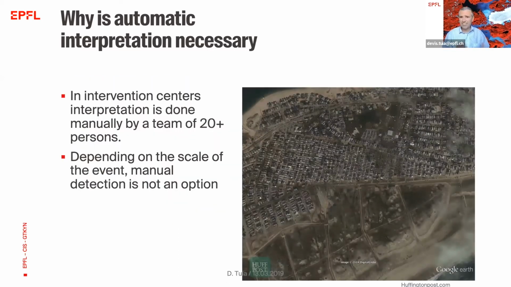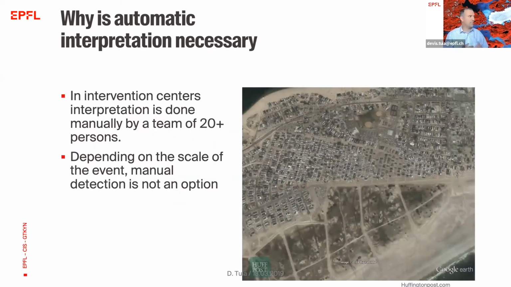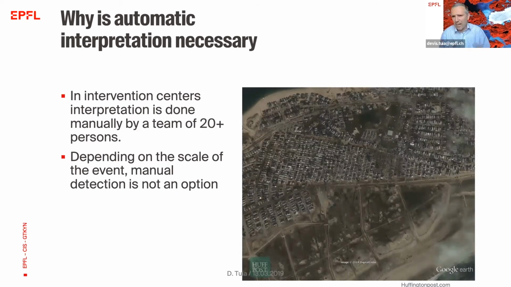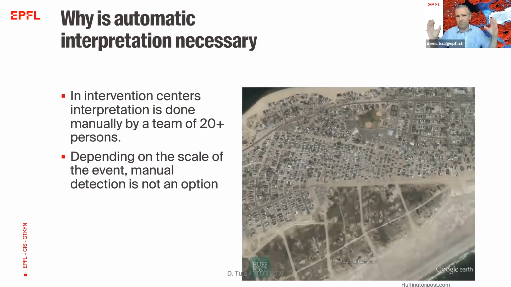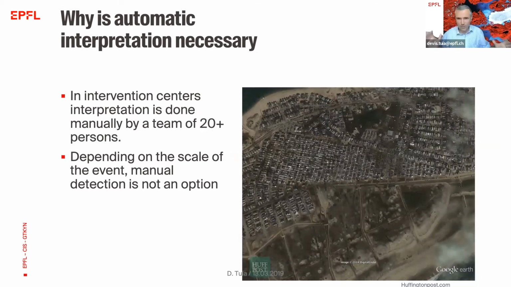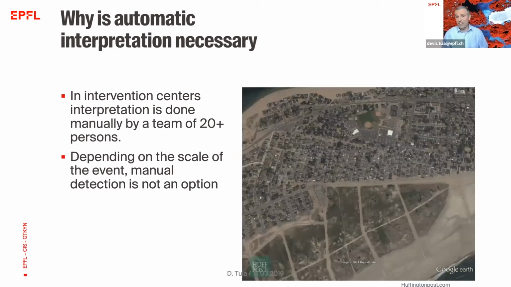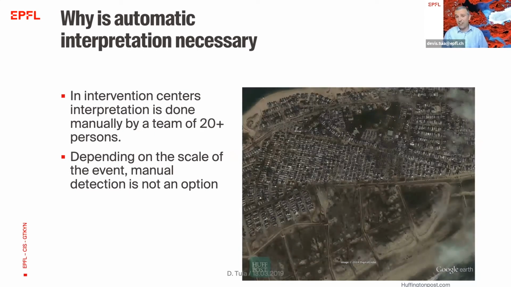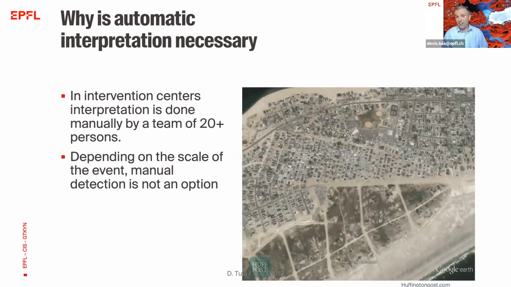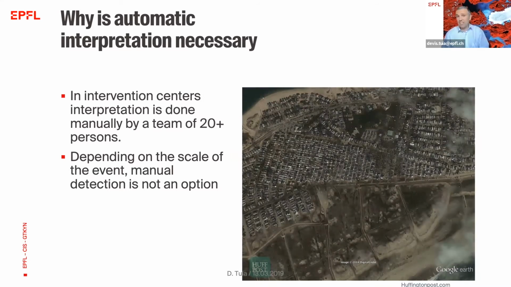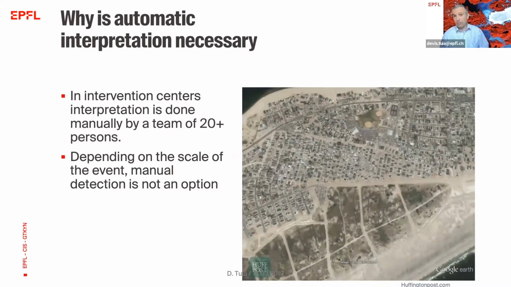Of course, this is something that people usually do in intervention centers, but you need to imagine a place where they put 20 people in a room and they look at satellite images and manually try to find the areas that have been affected. This is very inefficient, actually. If we can design algorithms that do that automatically, typically based on machine learning, we can really make a difference here and save people in distress.